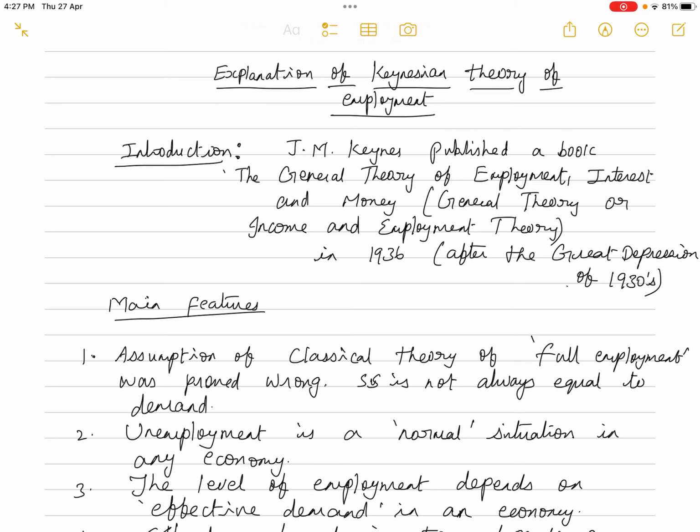Then it was understood that it is not possible to study the economy from the microeconomic point of view. It was necessary to look at the macroeconomic point of view, that is the economy or the country as a whole. So after J.M. Keynes published this book in 1936, macroeconomics became popular. Now let us see what are the main features of the Keynesian theory of employment.